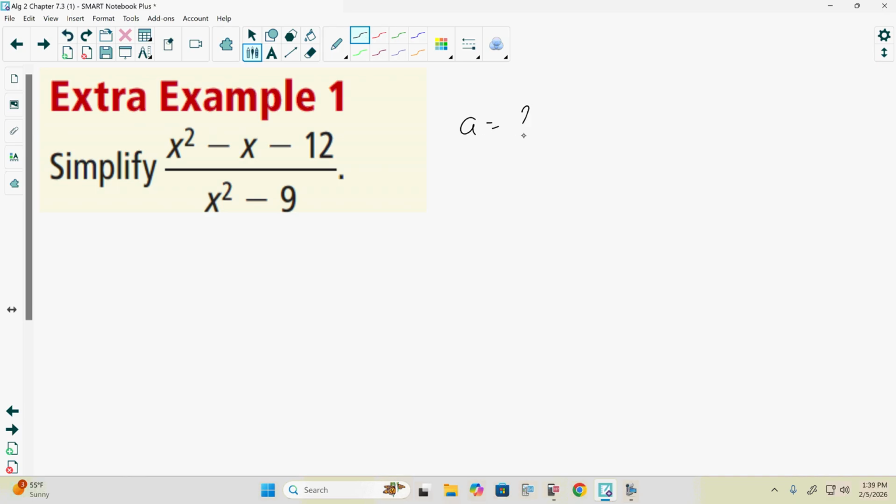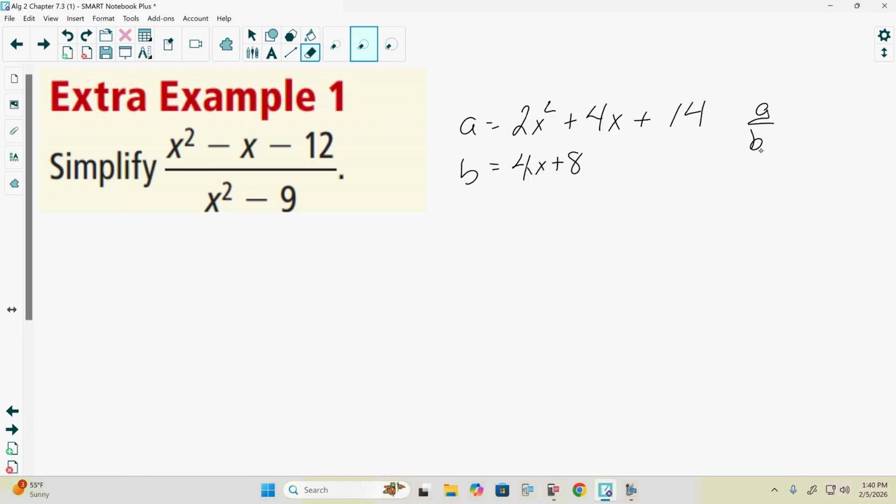I think it said a is equal to 2x squared plus 4x plus 14, and b is equal to 4x plus 8. Which of the following is equivalent to a over b? That should have been 8, and this is probably minus. I think it looks something like this here. Then it's really just saying what's 2x squared minus 8x plus 8 over 4x plus 8.